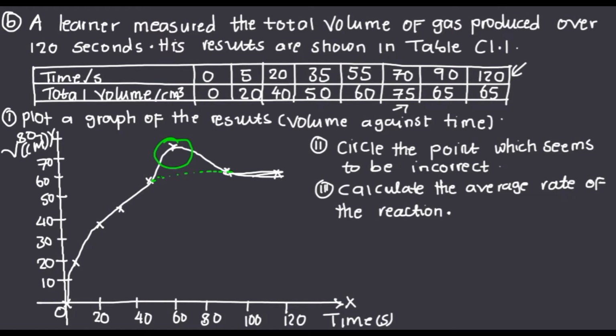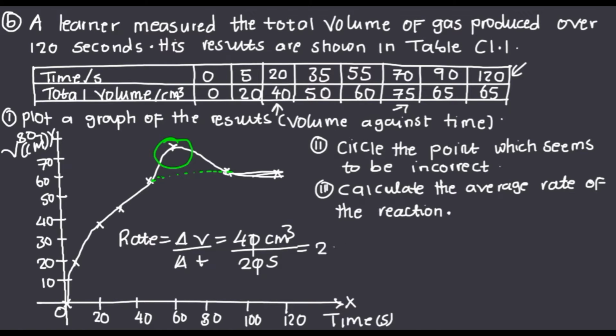Then we have another question. Calculate the average rate of the reaction. So first, let's look at the rate. Rate for this question will be change in volume divided by change in time. I'm going to find at least 3 rates. So the first one, I'm going to use this one. For this one, the volume is 40 cubic centimeters divided by the time, which is 20 seconds. If you do the mathematics here, this will give us 2 cubic centimeters per second. This means that per 1 second, 2 cubic centimeters of hydrogen was produced.